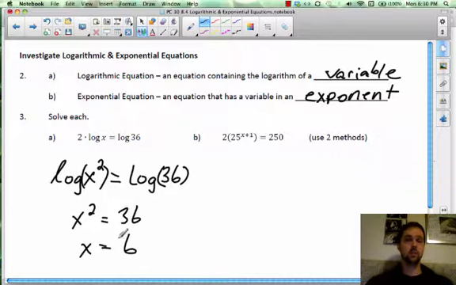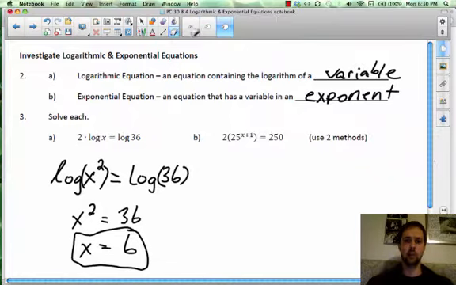Now normally we would say plus or minus 6 when we take a square root, but we cannot take the log of negative numbers. Therefore x cannot be negative 6, and we reject the negative answer in this case. Alright, on to the next one.